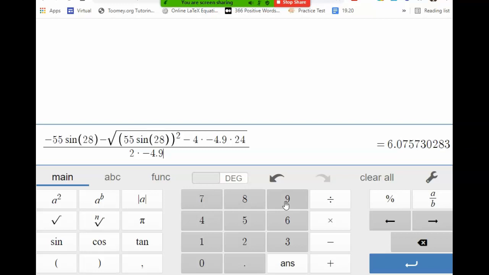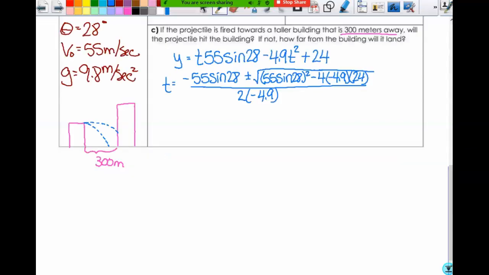So I got 6.0757. So let's go back over here. So I got t equals, so I have two answers, 6.076 seconds. Now I need the plus one, right?